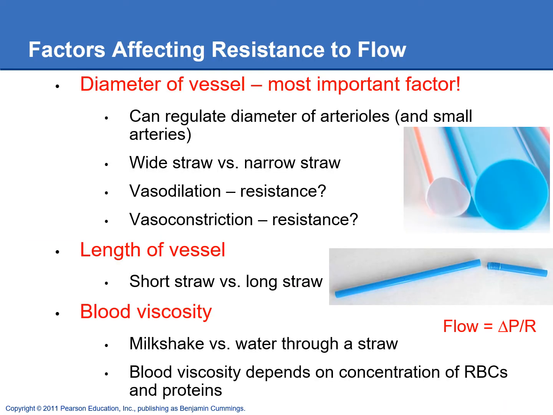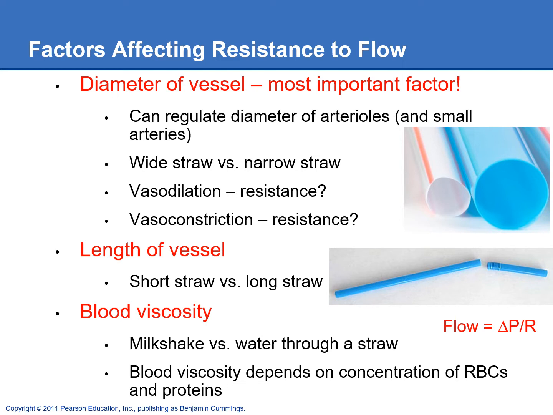There are 3 factors that affect resistance to blood flow. So make sure you know these. These are really important. There's the diameter of the blood vessel, the length of the blood vessel, and blood viscosity. The most important of these 3 factors is the diameter of the blood vessel, because the body can very quickly vasodilate and vasoconstrict the blood vessels, and that will affect resistance. But the other 2, the length of the blood vessels and the blood viscosity, generally don't change, or they change very slowly.